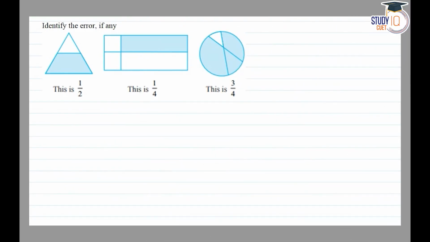Hello everyone. This question appears in the Class 6 NCERT chapter on fractions. This is the third question of Exercise 7.1. The question says, identify the error, if any. So first, this is 1 by 2, meaning half.